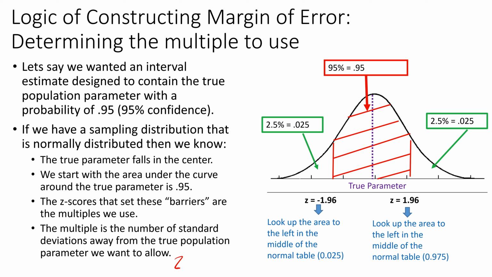the z critical times standard deviation or standard error, and this will be the distance away from the true population parameter.